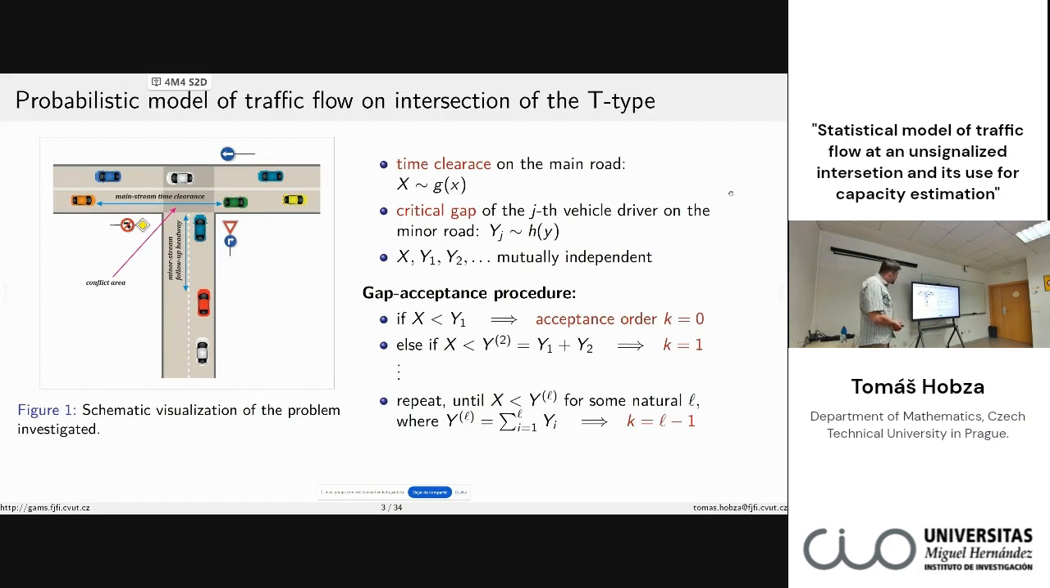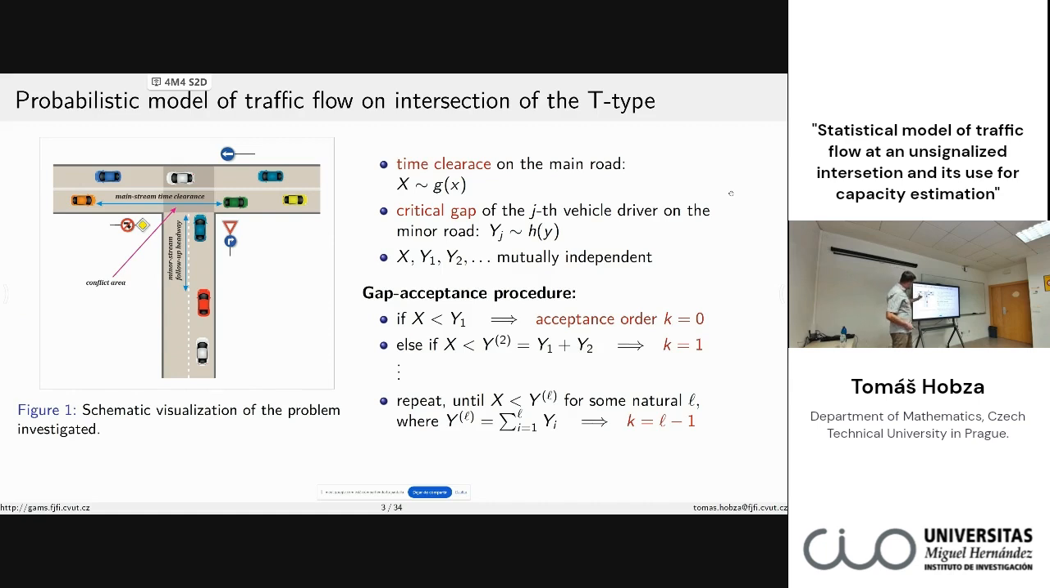So the situation is very simple. We have an intersection of type T. Here we have the mainstream, the main road, and this is the side road with a yield sign, or something like that. How is it called in English? And now we would like to calculate the capacity of the side road. How many vehicles in 1 hour can enter the mainstream?